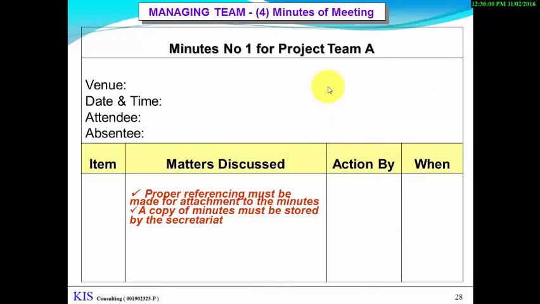The next thing is each team meeting requires a record. This record is written in the minutes of meeting. The important things are the item number, the matter discussed or action item, and the action taken by whom. This action taken by whom is the person's name. We need only one name. Then the deadline, or when it is done.